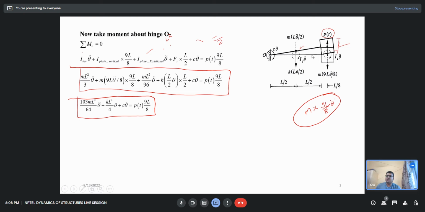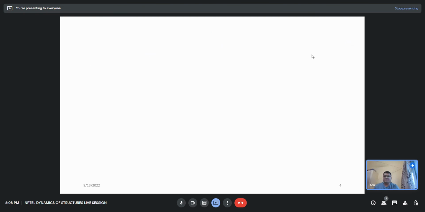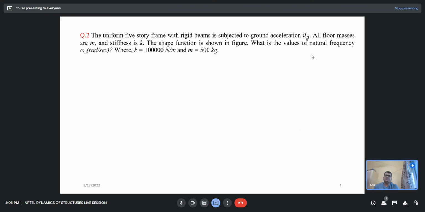Now we are moving to some typical questions. This kind of example is also given in your week 7 assignment. So if you understand this, then you can solve that problem easily too. It is the same nature of problem. Okay, now move to another question.